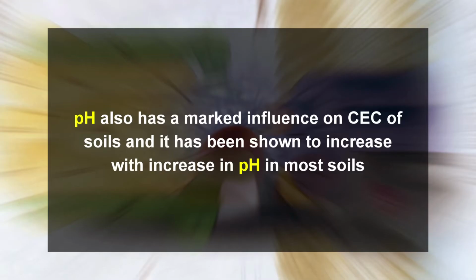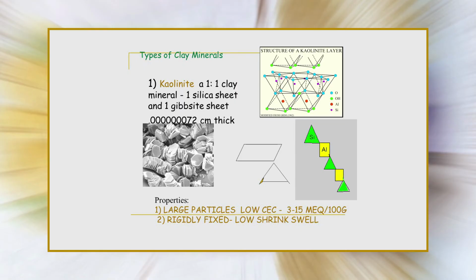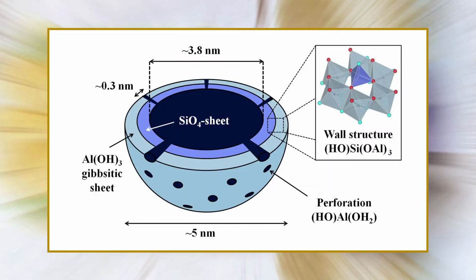Thus, sandy soils have lower cation exchange capacities than clay soils because sandy soils are usually lower in both clay and humus content. pH also has a marked influence on the cation exchange capacity of soils, and it has been shown to increase with increase in pH in most soils, because as pH increases, the negative charge on some 1:1 type silicate clays, allophane, humus and even iron and aluminum oxides increases, thereby increasing the cation exchange capacity.